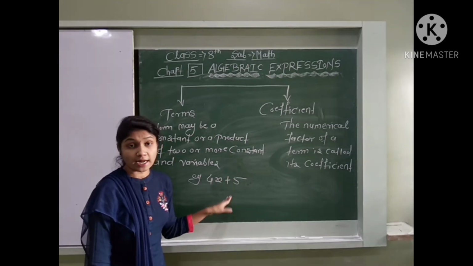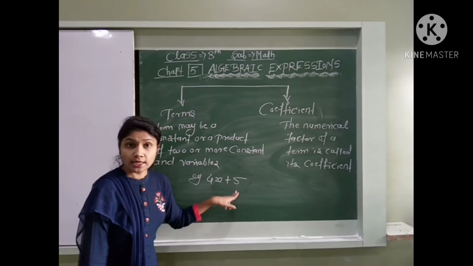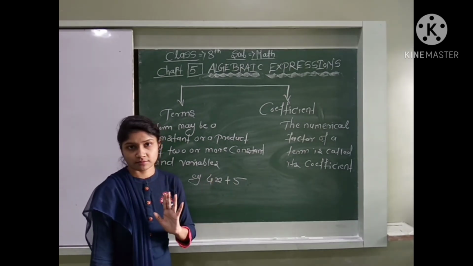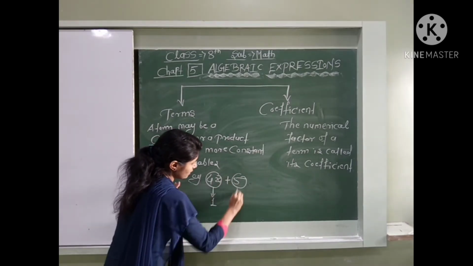How many terms are there and what is meant by term? How to identify them? See, student, 4x plus 5. In this expression, how many terms? 2 terms. 4x is the first term and 5 is the second term.